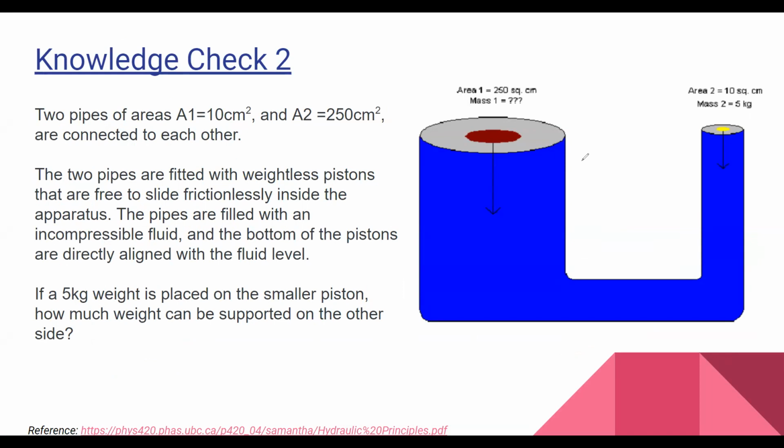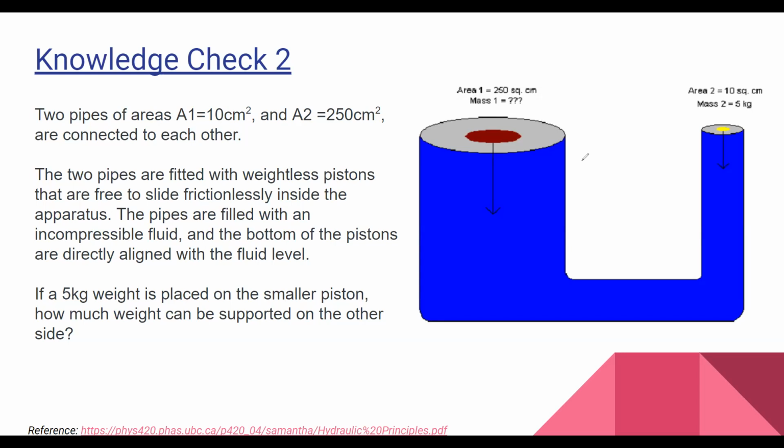The two pipes are fitted with weightless pistons that are free to slide frictionlessly inside the apparatus, and the pipes are filled with an incompressible fluid, and the bottom of the pistons are directly aligned with the fluid level. Now, obviously things would change if the pistons had weight. This condition basically makes it idealized to directly use the P equals F over A equation, because if the things had weight, we would have to add on the weights of anything on top of it, because that also has to be accounted for.